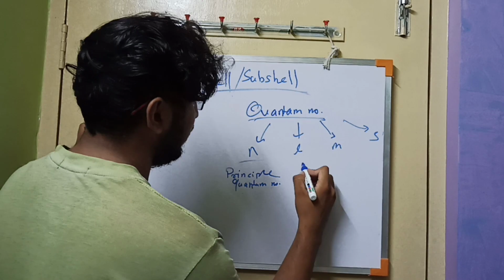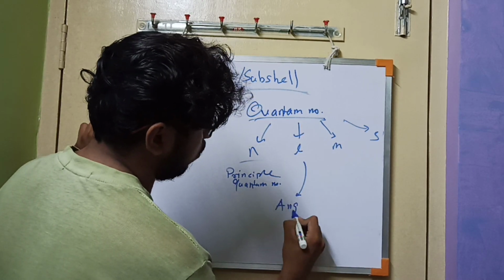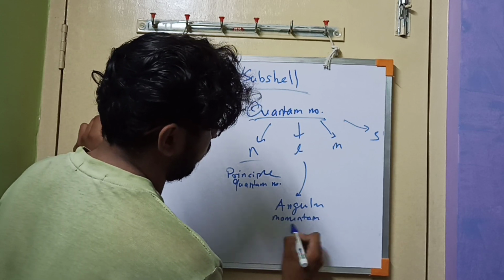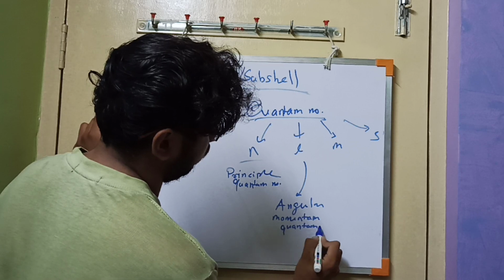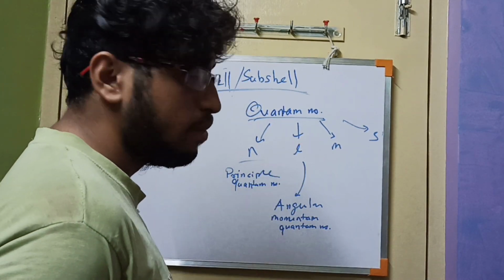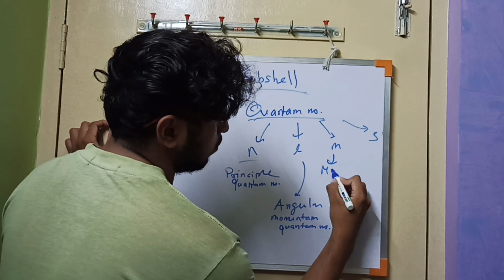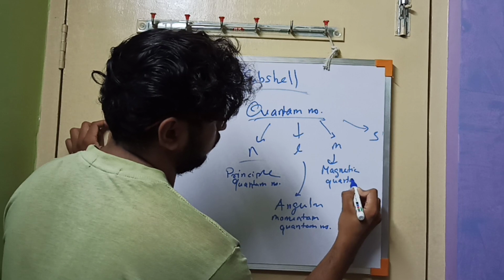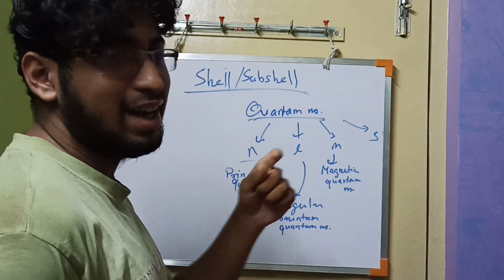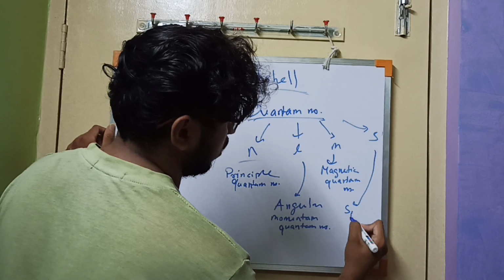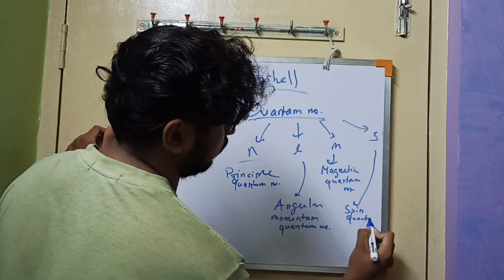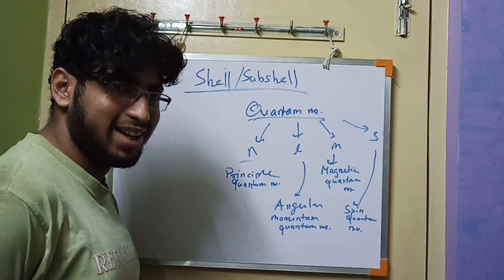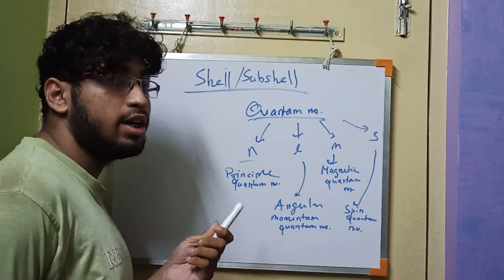L is the angular momentum quantum number. M is the magnetic quantum number. And S is the spin quantum number. So these are the 4 types of quantum numbers. Now we have to study them individually.